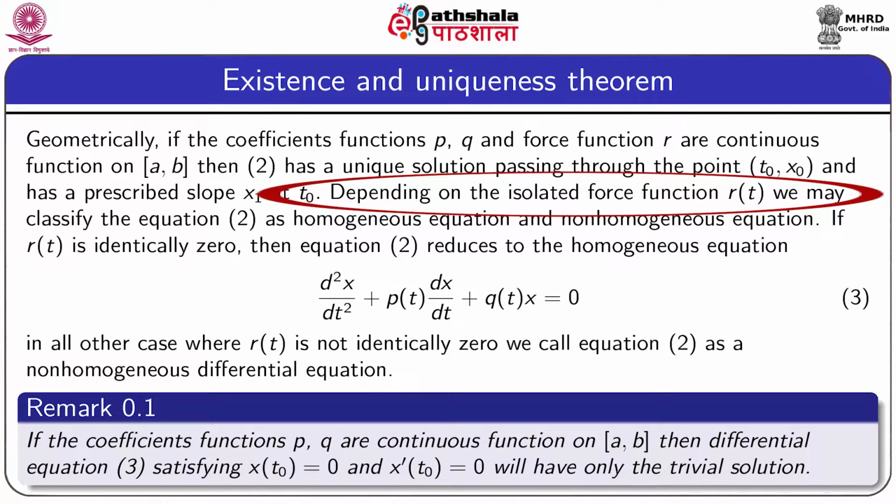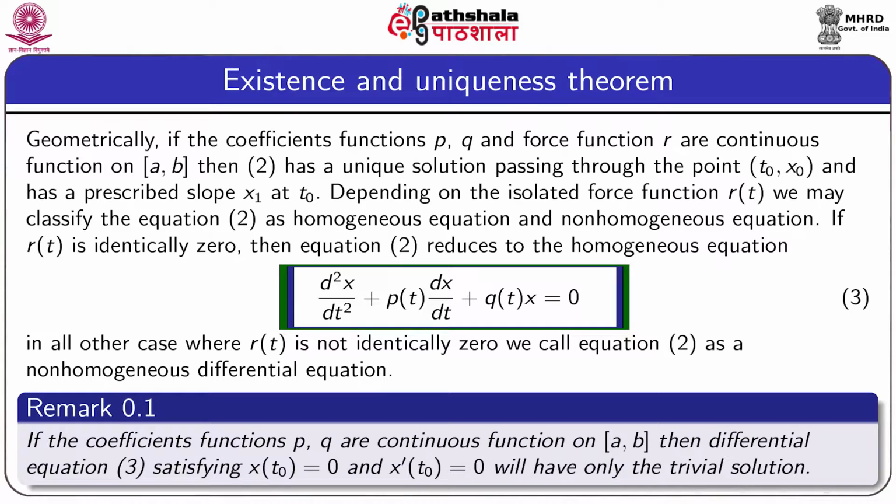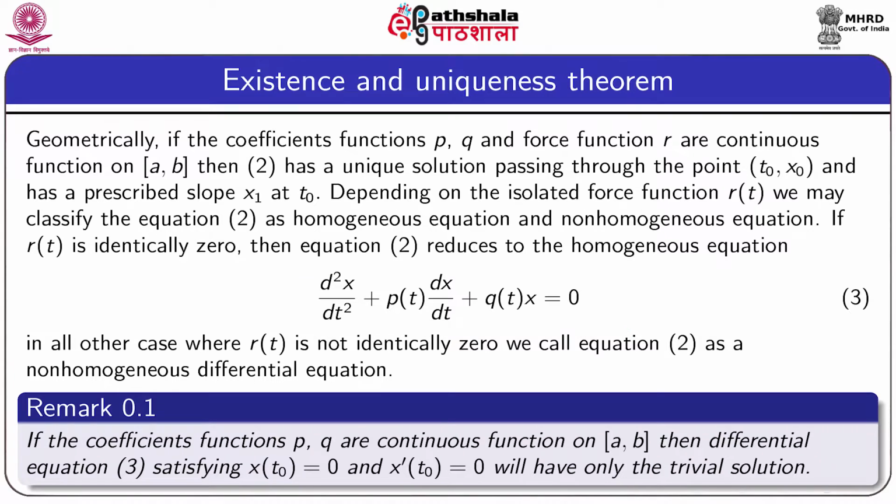Depending on the force function r(t), we may classify equation 2 as homogeneous equation and non-homogeneous equation. If r(t) is identically 0, then equation 2 reduces to the homogeneous equation given by equation number 3 as d2x/dt² plus p(t) dx/dt plus q(t) x equal to 0. In all other cases where r(t) is not equal to 0, we call the equation the non-homogeneous differential equation.